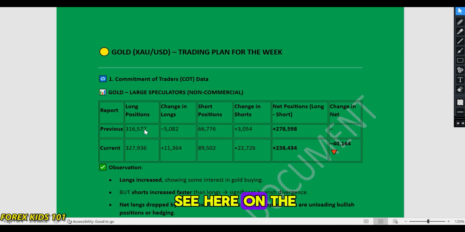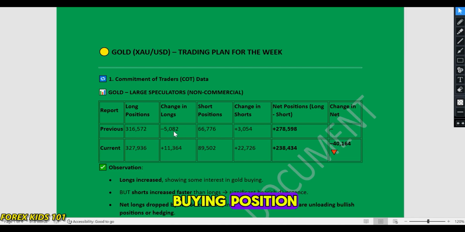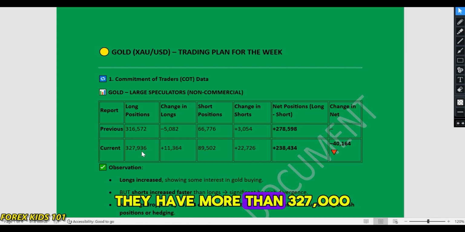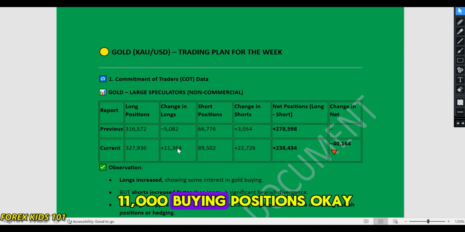As you can see here, this is the previous data. On the buying positions, they had over 316,000 buying positions, and they got that number after closing 5,000 buying positions. But the change that we see this week is that they have more than 327,000 buying positions, and to get that number they had to add more than 11,000 buying positions. They added more than 11,000 buying positions.